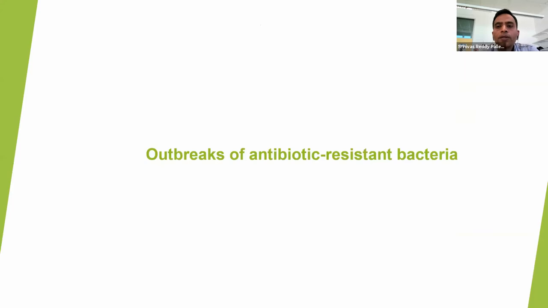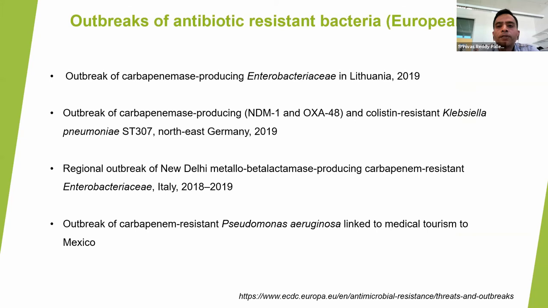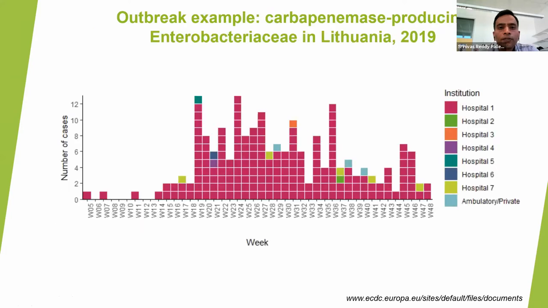We also see that the spread leads to the development of outbreaks. Here are a few examples of outbreaks that I've taken from the ECDC website. These are the four examples I picked: the outbreak of carbapenemase-producing Enterobacteriaceae in Lithuania, and an outbreak of carbapenemase-producing and colistin-resistant Klebsiella pneumoniae in Germany, and the other outbreaks. So basically, what is an outbreak? An outbreak is nothing but an unusual number of cases we see for a particular organism. So then we call it an outbreak. Here is an example I am showing you, the outbreak of carbapenemase-producing Enterobacteriaceae in Lithuania.